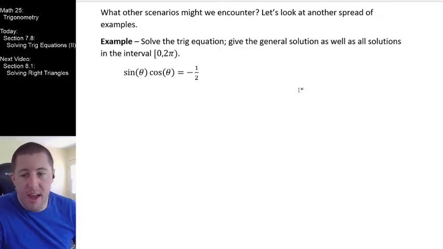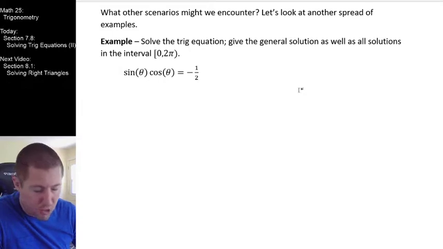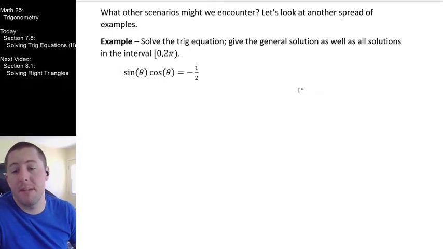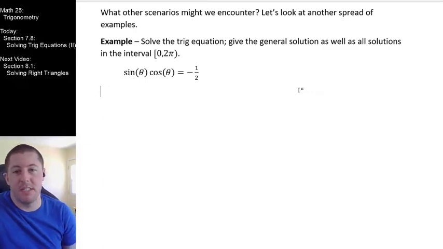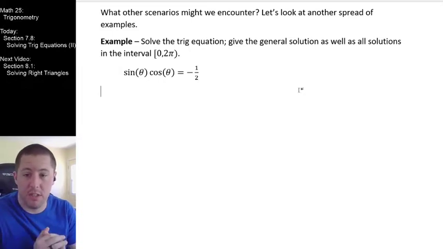You should notice right away this doesn't look anything like a quadratic. I don't have any squared terms. I don't have any addition, subtraction. We do have some kind of inconvenience for ourselves here, which is that we have a sine of theta times a cosine of theta. That's often difficult for me to manage, when there are two different trig functions.